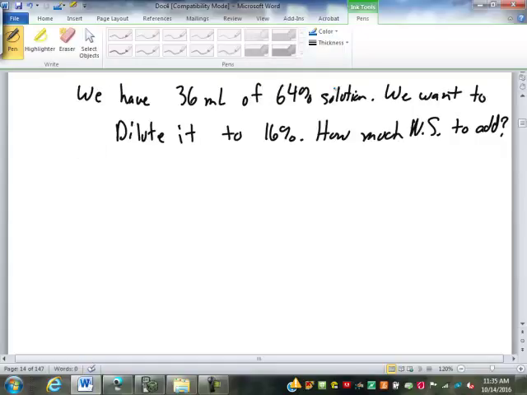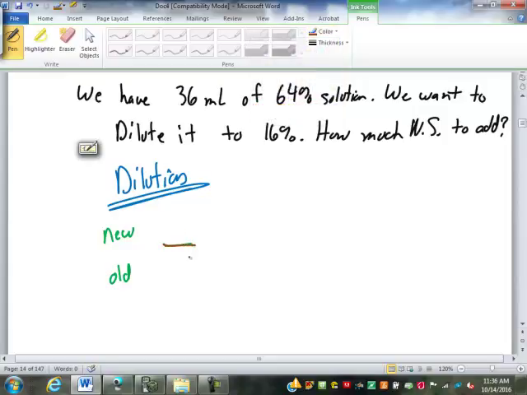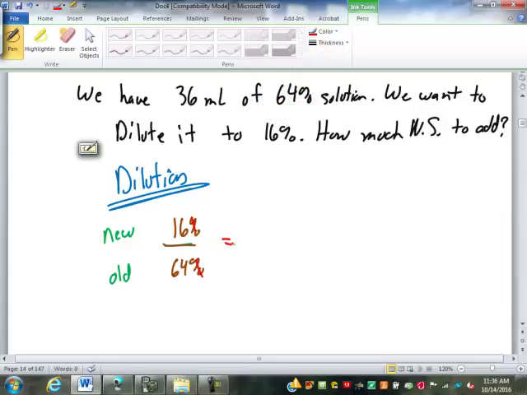So the first thing we need is to find our dilution. And the dilution we're going to use here is, remember, the ratio of the new percent to the old percent. So in this case, that ratio is going to be what? 16 over 64. Of course, the percents cancel out, and that reduces to 1/4. So we have a 1 in 4 dilution.